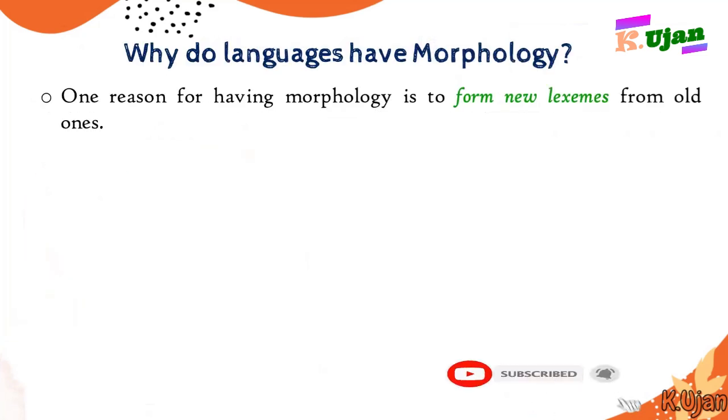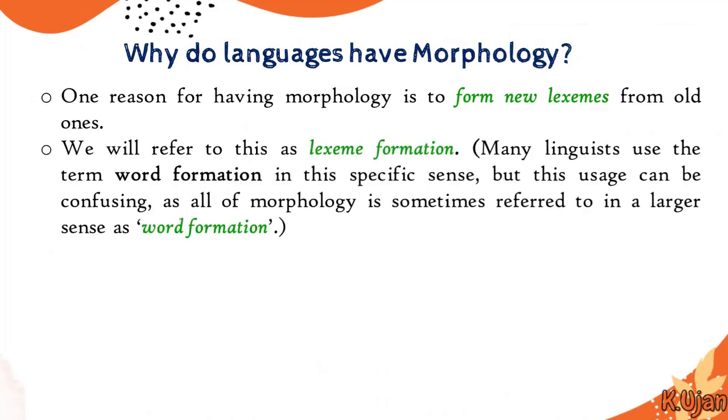Here, why do languages have morphology? This is the question. One reason for having morphology is to form new lexemes from old ones. As we already learned in the previous class, what are lexemes? Lexemes are the smallest meaningful units in a meaning system. So one reason why we study morphology is creating new lexemes from old ones. We will refer to this as lexeme formation.